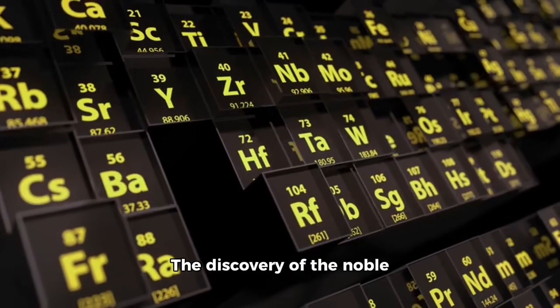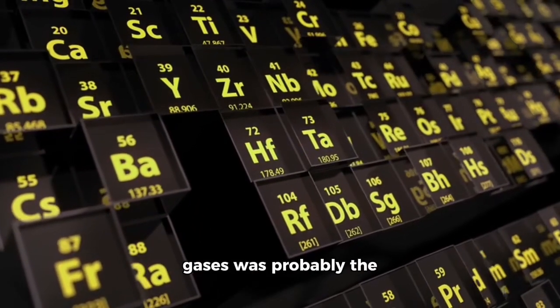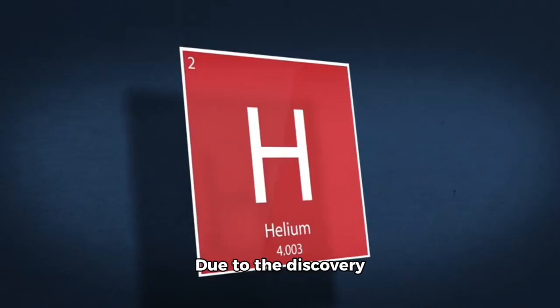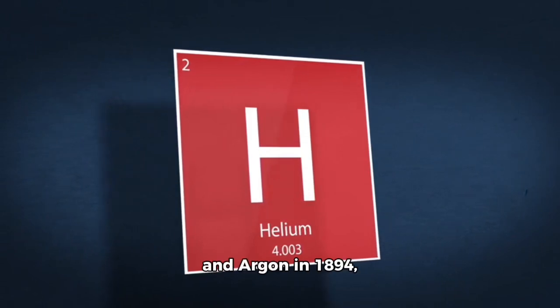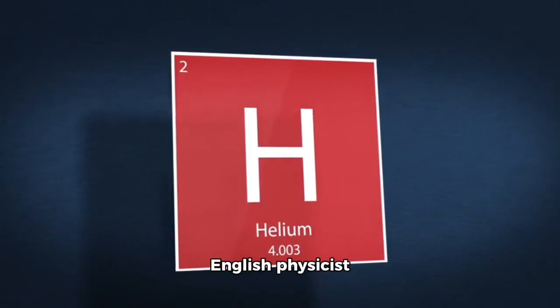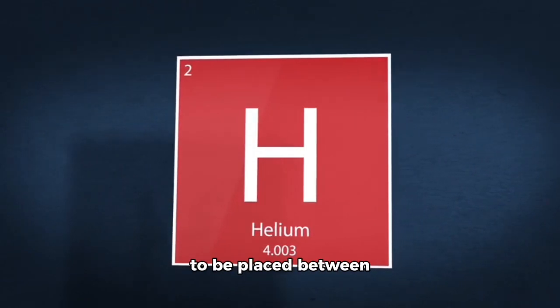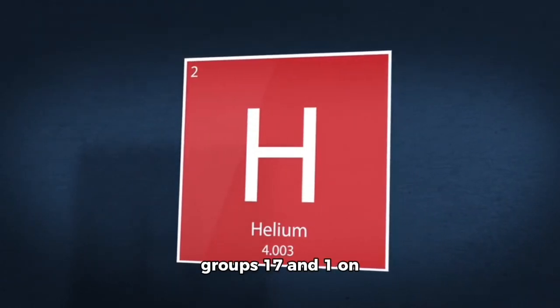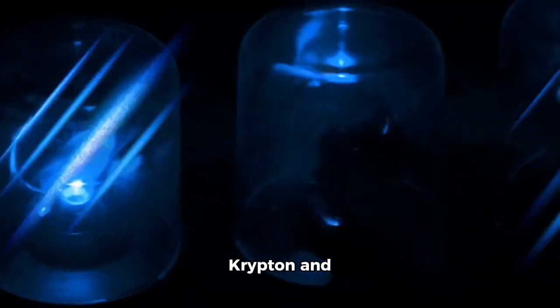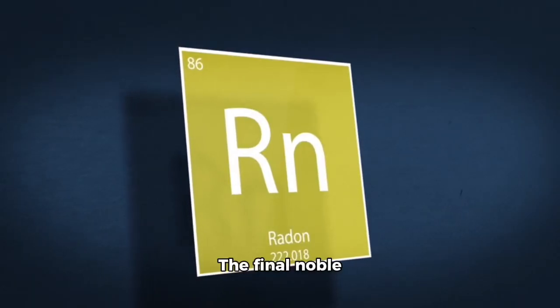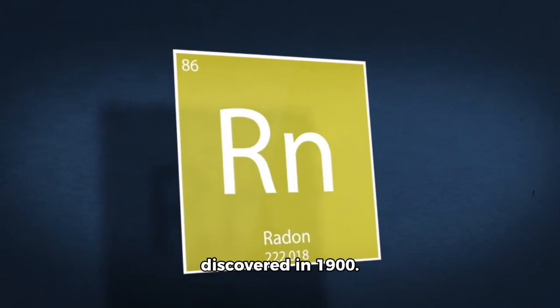The discovery of the noble gases was probably the most significant change in the periodic table. Due to the discovery of helium in 1868 and argon in 1894, English physicist Sir William Ramsay proposed a new group to be placed between groups 17 and 1. Krypton and xenon were discovered in 1898. The final noble gas, radon, was discovered in 1900.